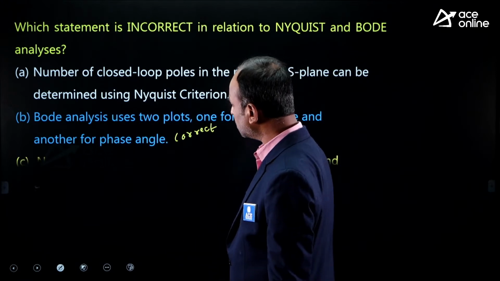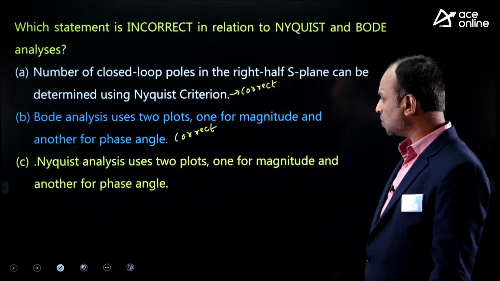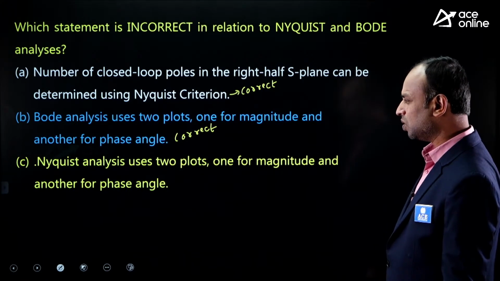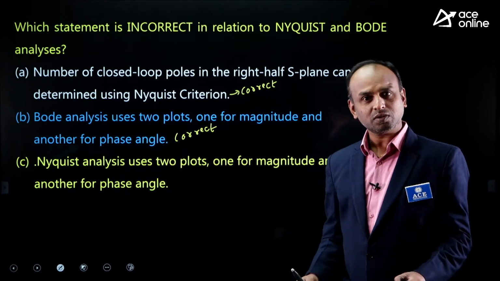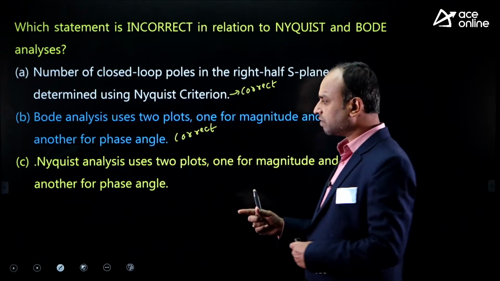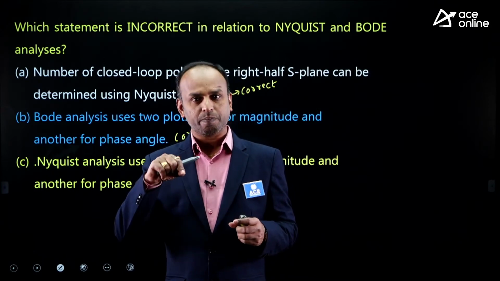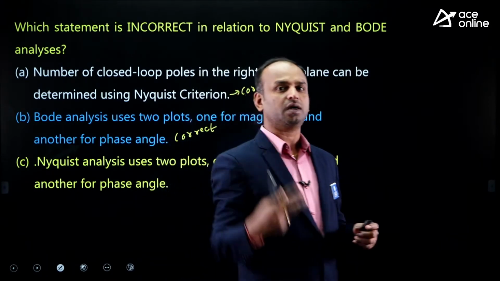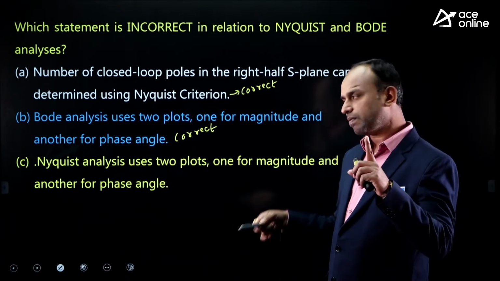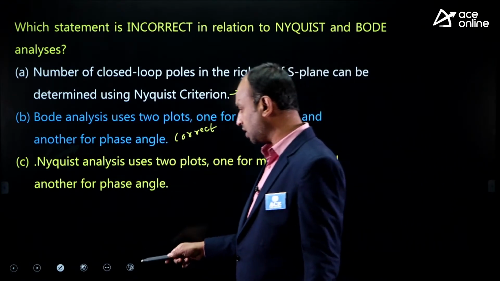Next, Nyquist plot analysis uses two plots, one for magnitude and one for phase angle. No. The Nyquist plot is a single graph, with both magnitude and phase angle. So in the Nyquist plot we don't need two plots; we measure magnitude and phase angle in a single graph. This is wrong, this is incorrect.